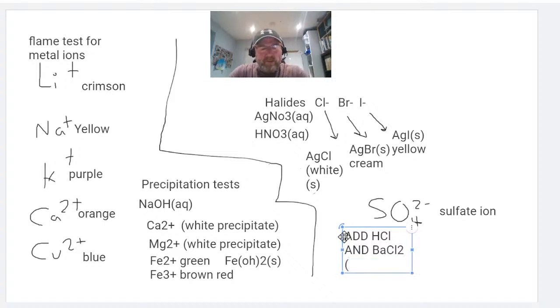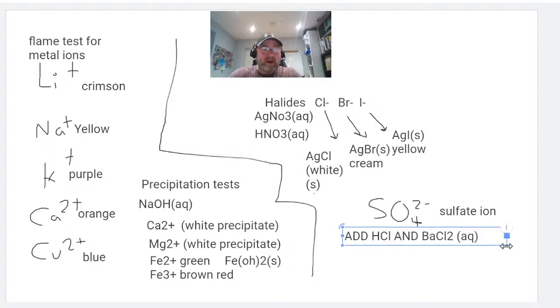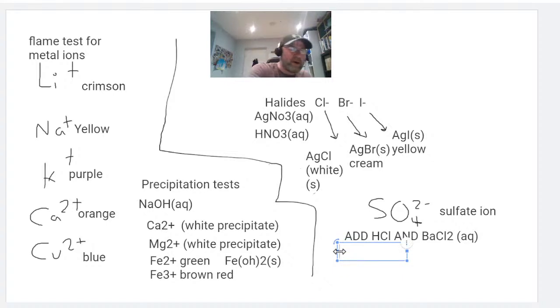And you're going to add barium chloride solution. Now barium chloride, like most chlorides, is soluble. It's aq. Most chlorides are soluble. I think only lead chloride isn't soluble, but there might be a couple of others that I'm missing. But barium chloride is soluble. When the barium reacts with the sulfate, you get a barium sulfate solid precipitate. As people have said, that is white.